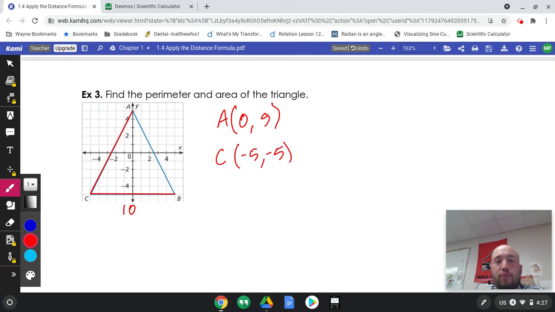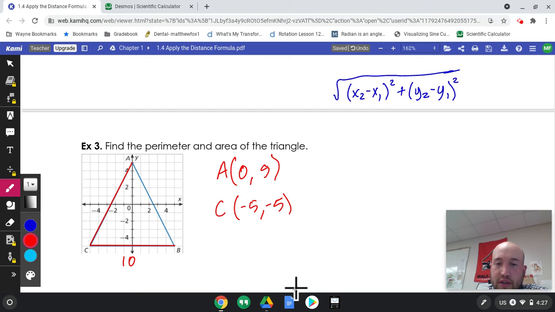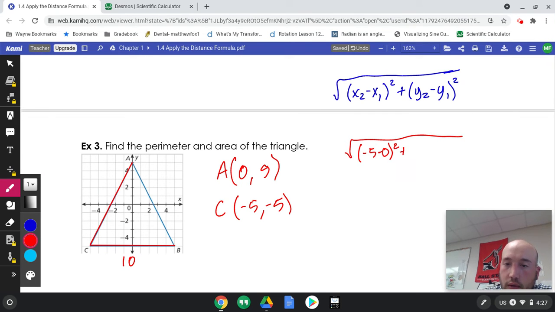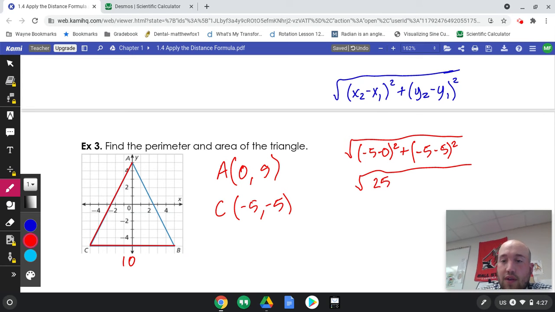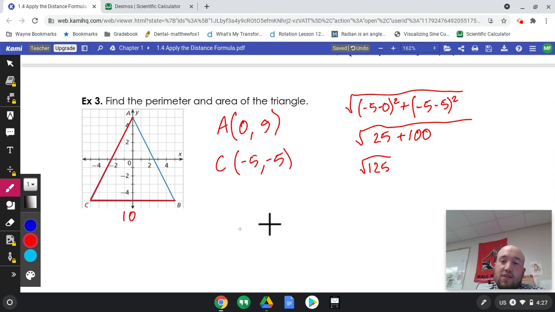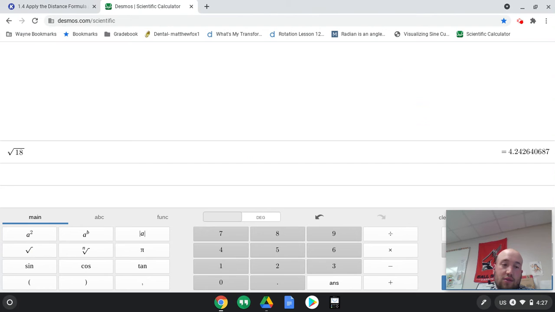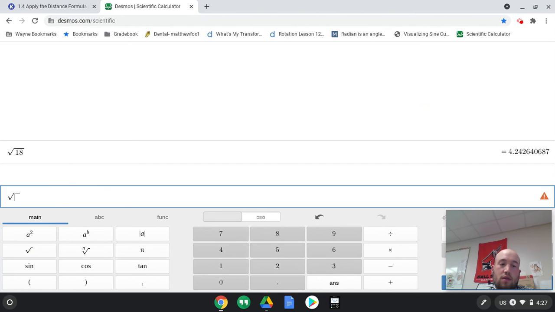All right, and now we can use the formula from above that we had. So the one right here. So the square root, we'll do negative 5 minus 0 squared plus negative 5 minus 5 squared. So the square root of, it's going to be negative 5 squared, which gives us 25. Over here, negative 5 minus 5 is negative 10. If we square that, we'll get 100. Then combine our like terms, square root of 125. So that's our distance.